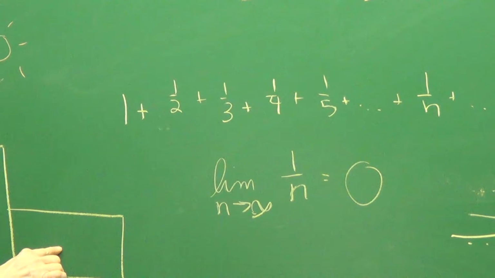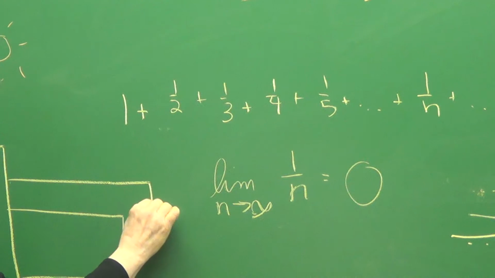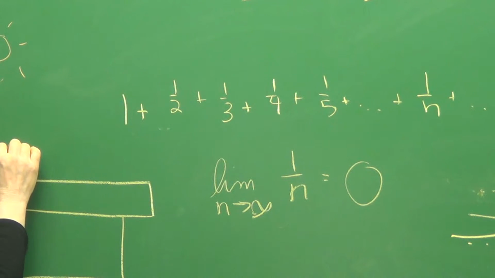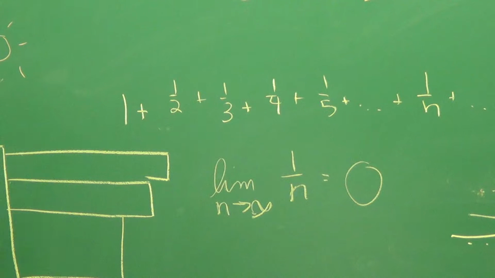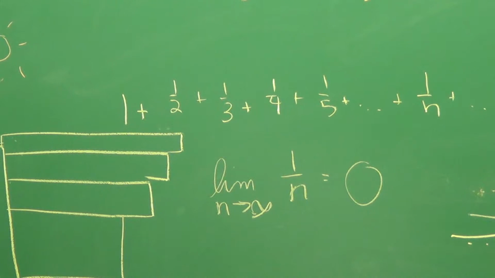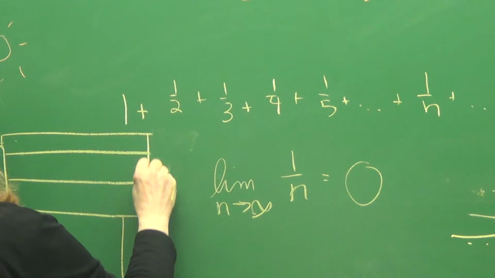So 1 1/2. Then I have to eyeball a third. I don't know what a third looks like. Maybe like a third of this. And then a fourth. I told you this would be a failed drawing. Then a fifth. I don't know. I guess they would all be the same length, wouldn't they? I told you it would be failed.